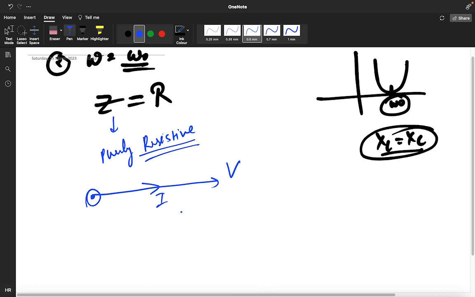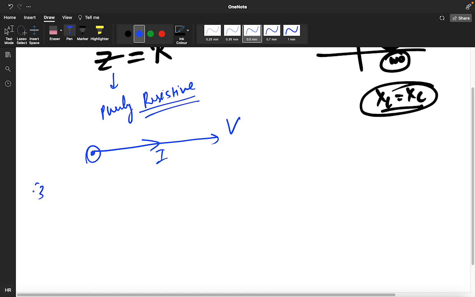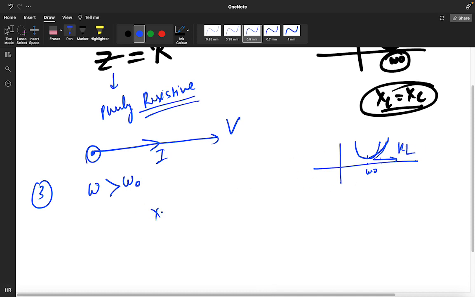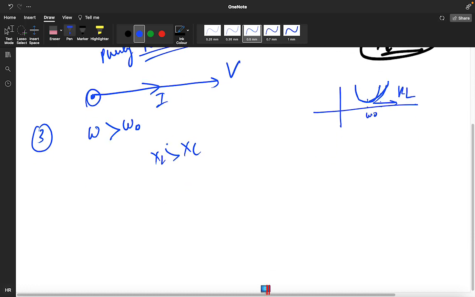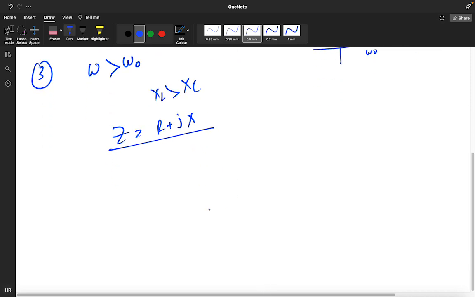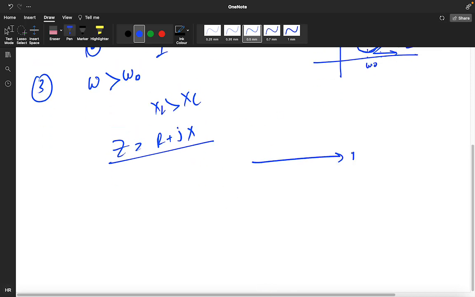And the third case is when omega value is greater than omega naught, means it's exceeding this value. This was omega naught, it's exceeding this value, means we are talking about any frequency after this omega naught. So this was your RL network, and in this case XL will be greater than XC, so Z will be equal to R plus jX. And in the inductive case, your voltage will lead and current will lag by angle phi.